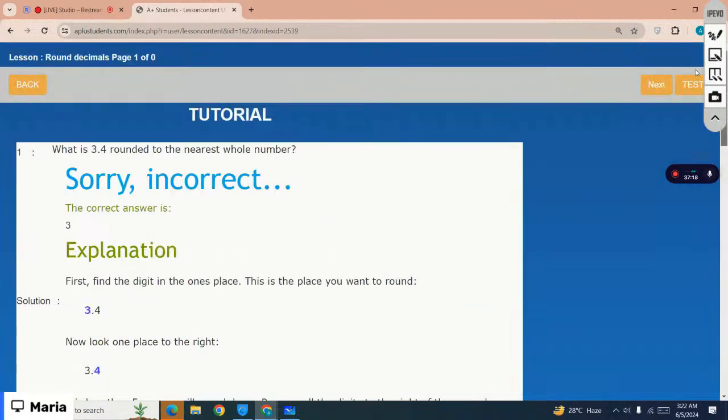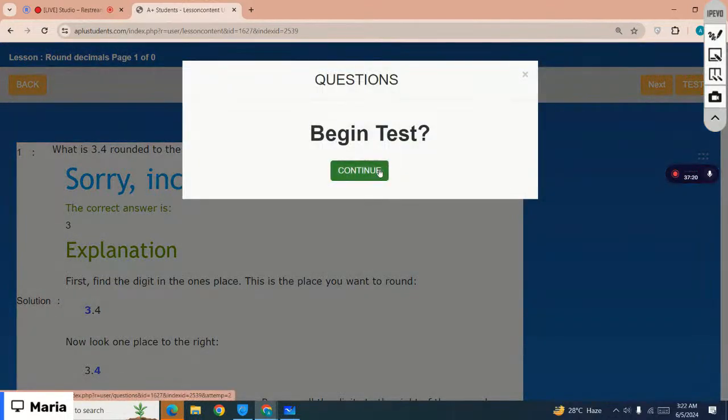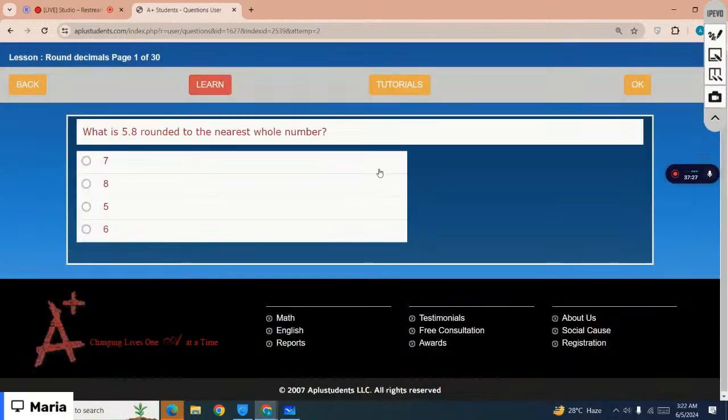Let's just start with the test questions. What is 5.8 rounded to the nearest whole number? So which is the correct option?